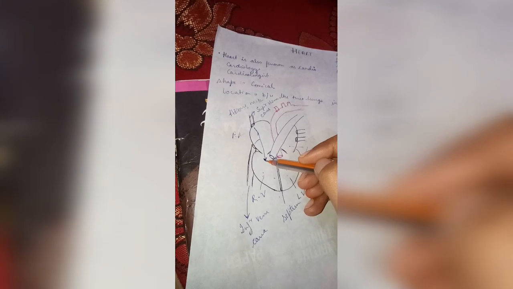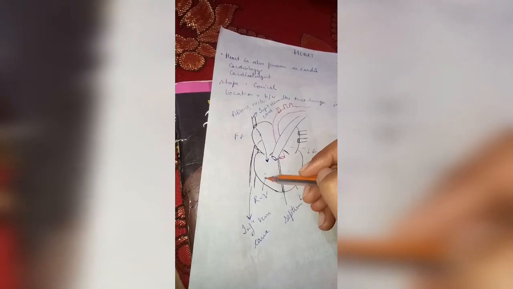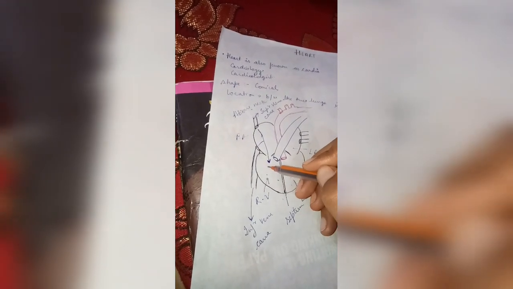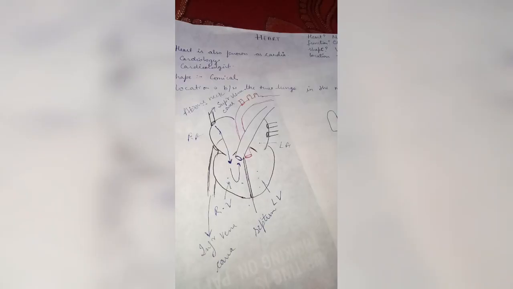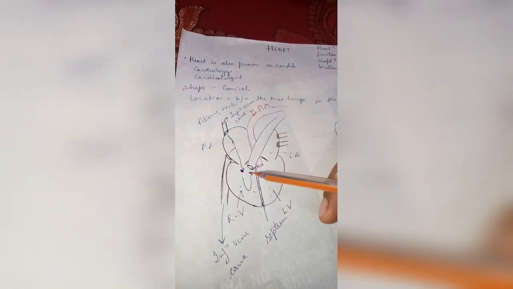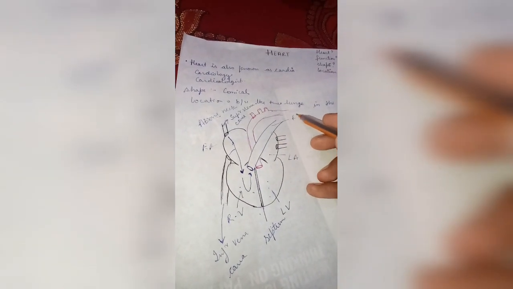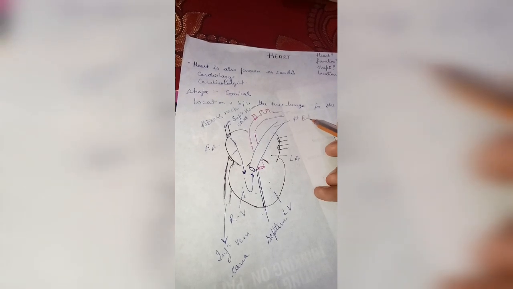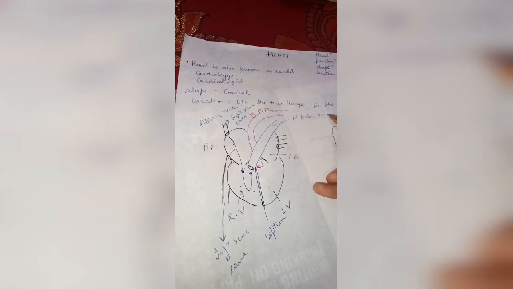Here, after the right atrium exerts some pressure, the blood goes into the right pulmonary vein. Okay.